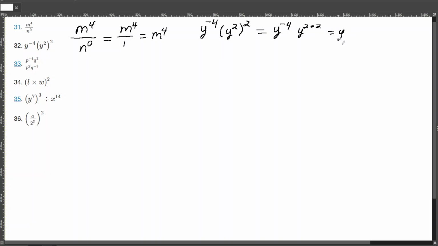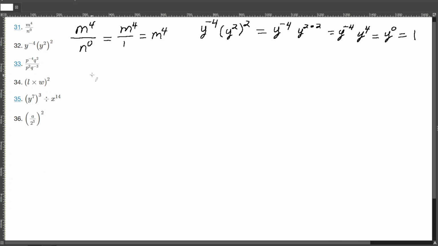So we end up with y to the negative fourth, and then we have y to the 4. Now we would do the product rule, which is just adding them. So that'll literally be negative 4 plus 4, so that's y to the 0. So this one will simplify to 1 for number 32.